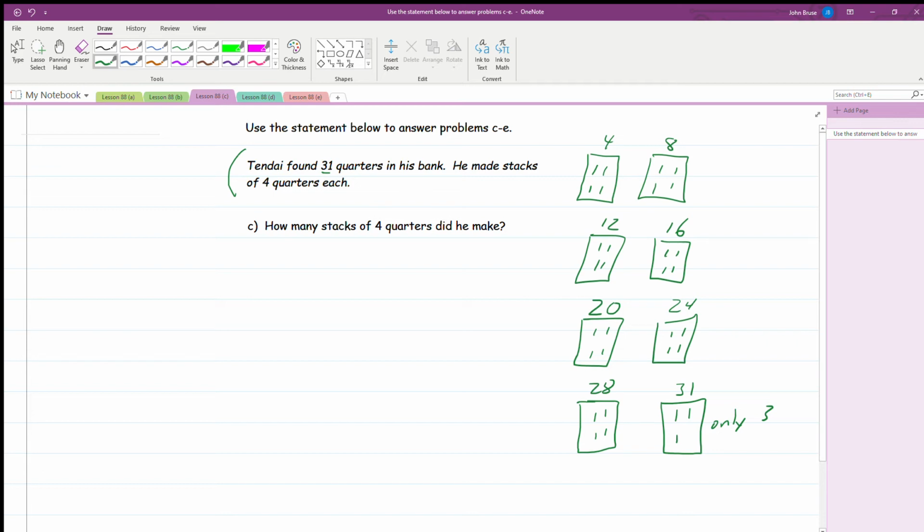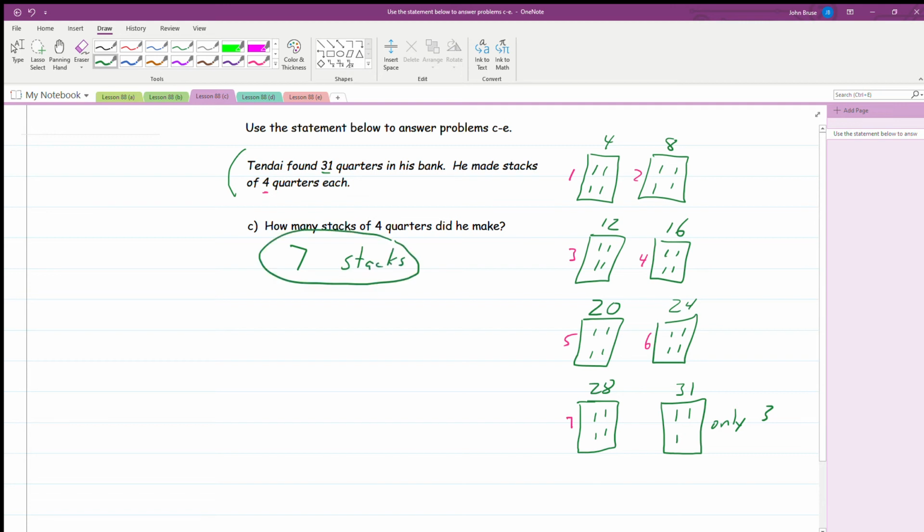All right. How many stacks of 4 quarters did he make? Well, let's count them. We've got 1, 2, 3, 4, 5, 6, 7 had 4 quarters, and one of them had 3. So there was only 7 stacks that had 4 quarters. So our answer would be 7 stacks.